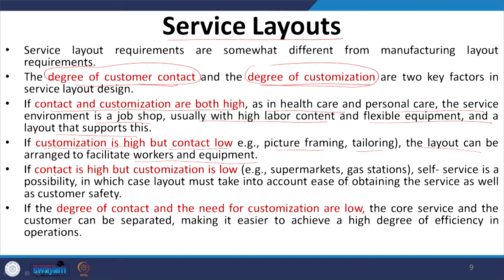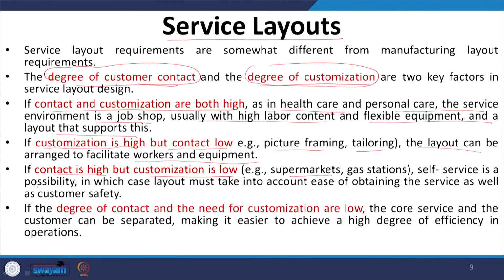If contact is high but customization is low, like in the case of supermarkets, your contact is high, you are continuously involved in moving through the various aisles of the market, but the customization is low. The supermarket layout is fixed for all types of customers. So, that is another type of system.